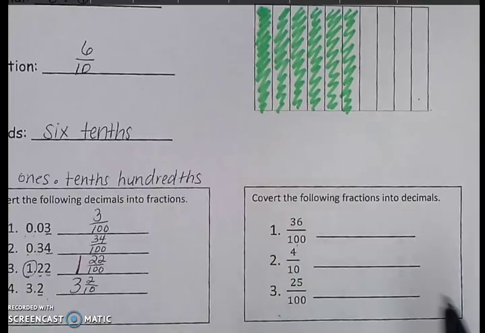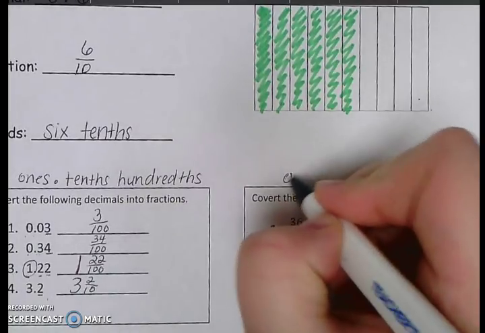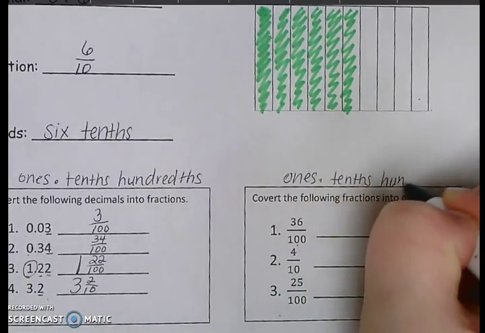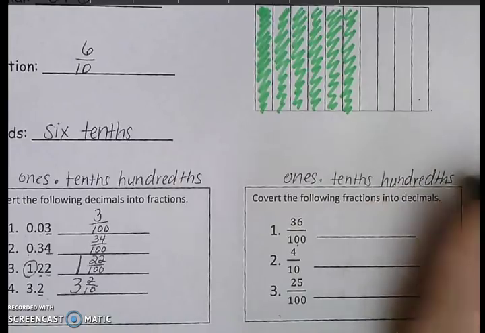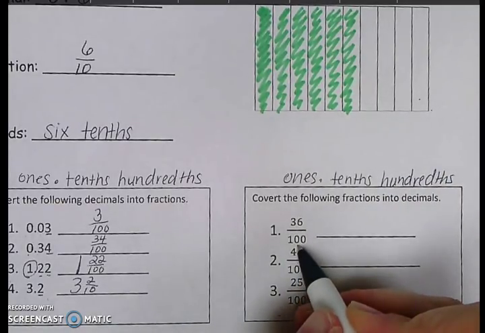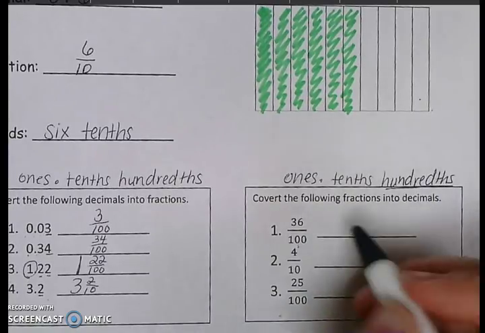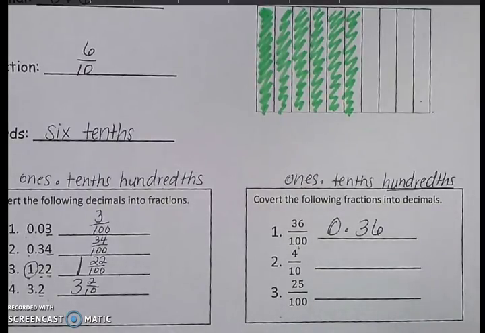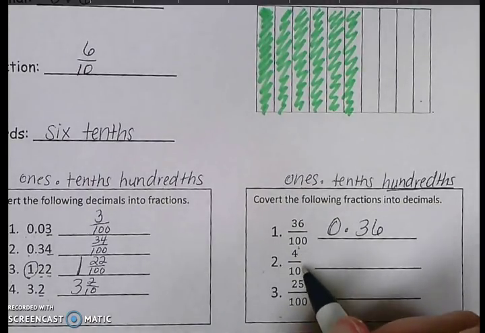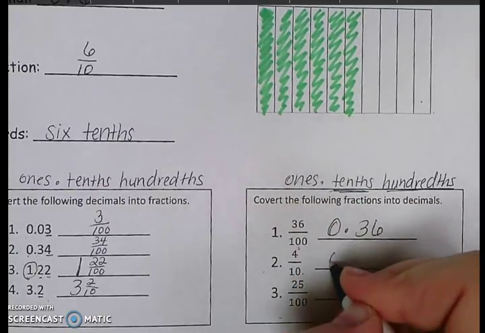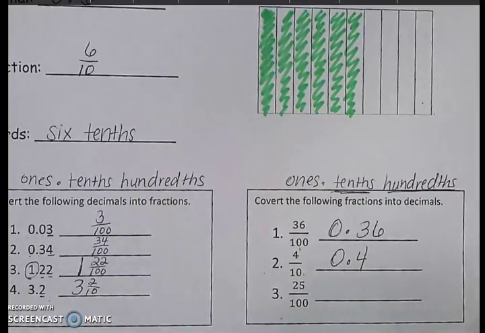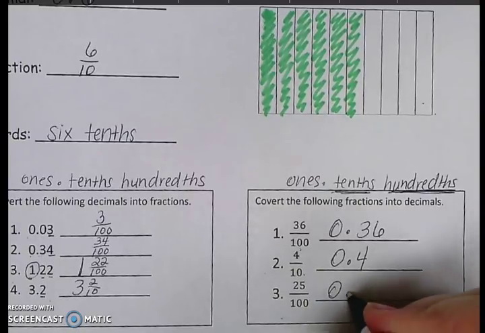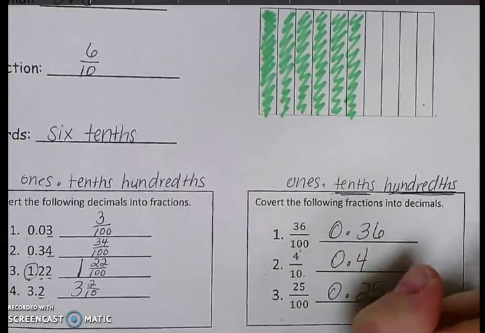Now let's look here. We're going to take this fraction and we're going to turn it into a decimal. So remember, it's the ones place, the tenths place, and the hundredths place. Okay? So 36 hundredths, which means we're talking all the way over here. So 0 in my 1 spot, 36 hundredths. Number 2, I have 4 tenths. So I look at my tenths place, 0.4. And lastly, 25 hundredths. So I'm talking about my hundredths place here. Nothing in my 1 spot, 25 here.